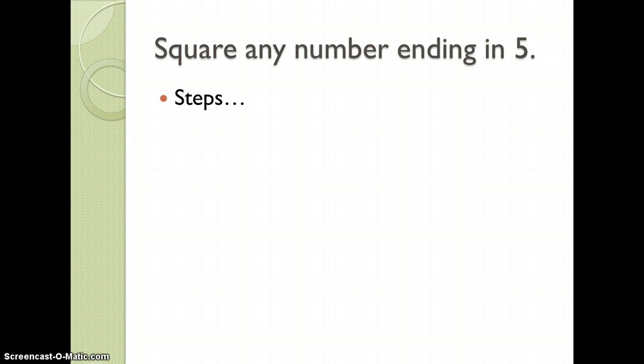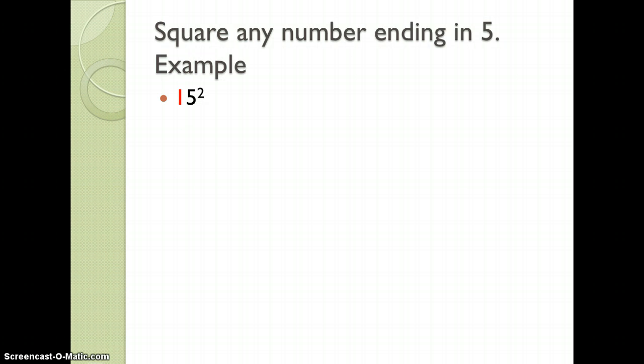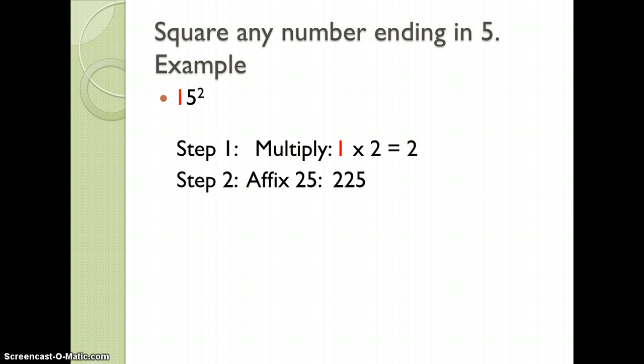So first, starting off with squaring any number ending in 5, there's a few things that we're going to do. First, we're going to multiply the tens digit by the next whole number and simply affix the number 25 to the end. For example, let's look at 15 squared, or 15 times 15. We're first going to take the 1 in the front of 15 and multiply it by its next number in line, which is 2, and we know 1 times 2 is 2. Then we're going to affix 25 to the end of 2. So we're going to have a 2 from our original step 1 and then just put 25. So 15 times 15 is 225.